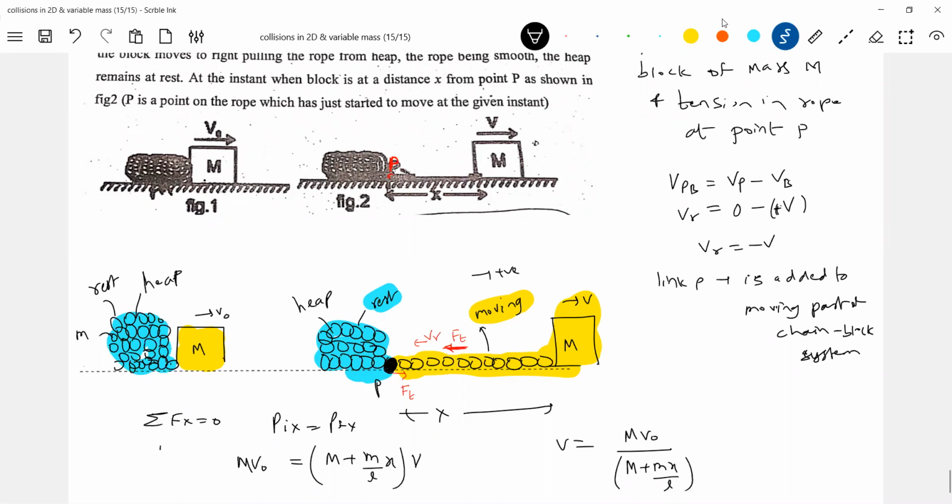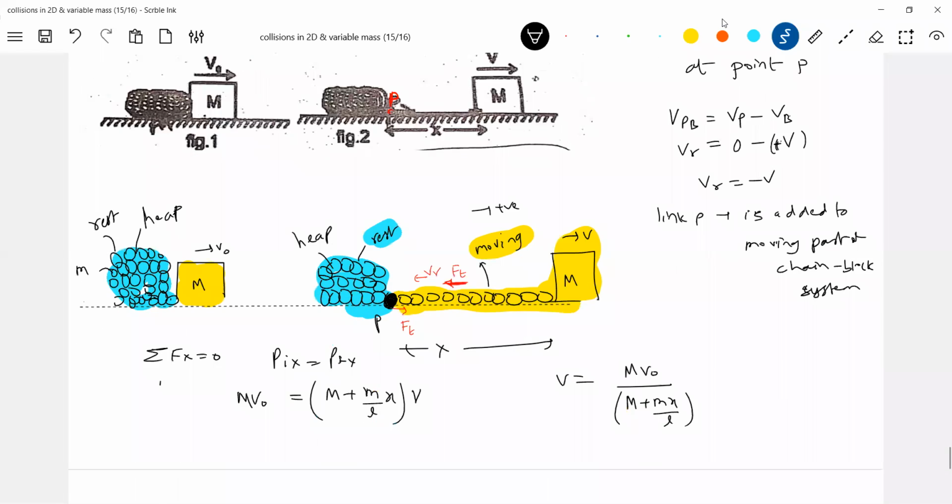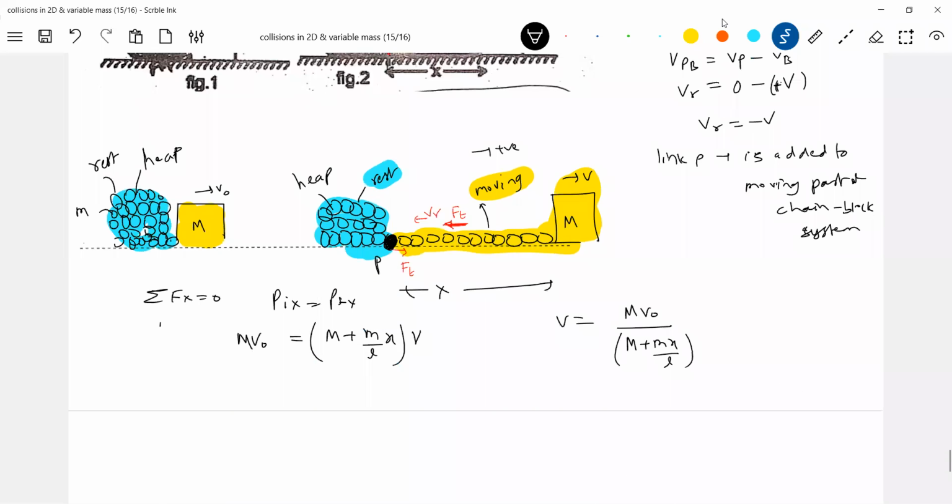But what is the question asked? Find the magnitude of acceleration of the block of mass M. How to calculate acceleration? Acceleration is due to thrust force only, no? So what is the equation? Acceleration equals thrust force divided by the mass of the system, M plus m by L into x. We don't know the thrust force. How to calculate the thrust force? Thrust force is V_r dm by dt, V_r is equal to V, so V dm by dt. How to calculate dm by dt?